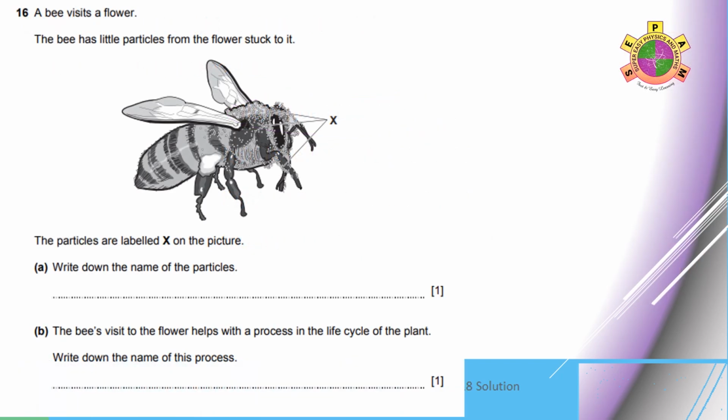Question 16. B has little particles from the flower stalk on it. Okay, X. So write down the name of the particle: pollen grains. B. Visit the flower, help with a process in the life cycle, that is pollination.